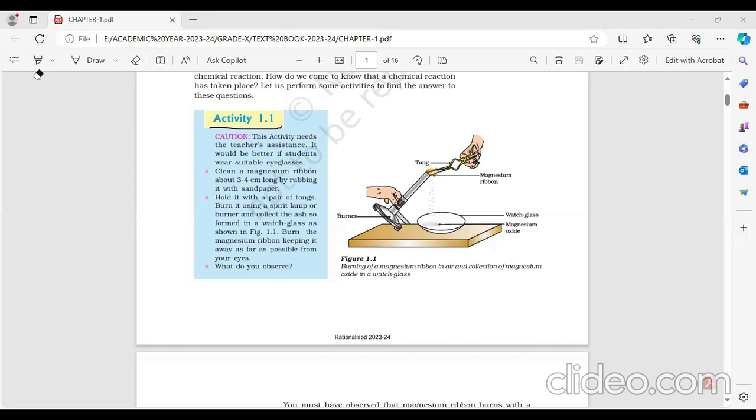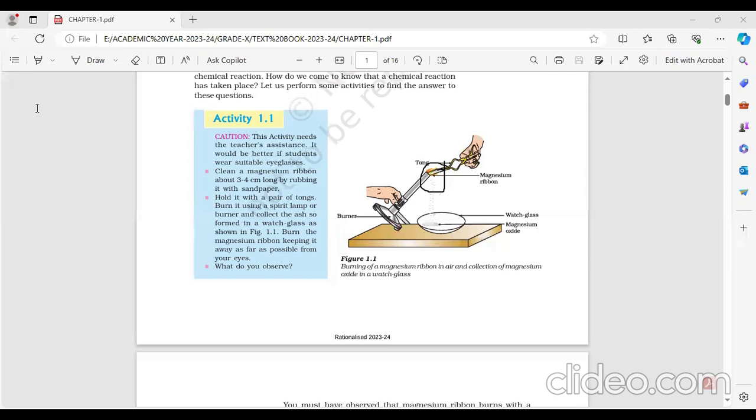Now, here he's saying caution, meaning he's giving a suggestion. Teacher assistance is a must, because here we are burning the magnesium ribbon. When we burn the magnesium ribbon, heat is produced. In any chemical reaction, when heat is released, that is an example of an exothermic reaction, which you should remember. So this activity is all about exothermic reaction, and we also see that new substances are formed. We are going to study in this reaction that new substances form.